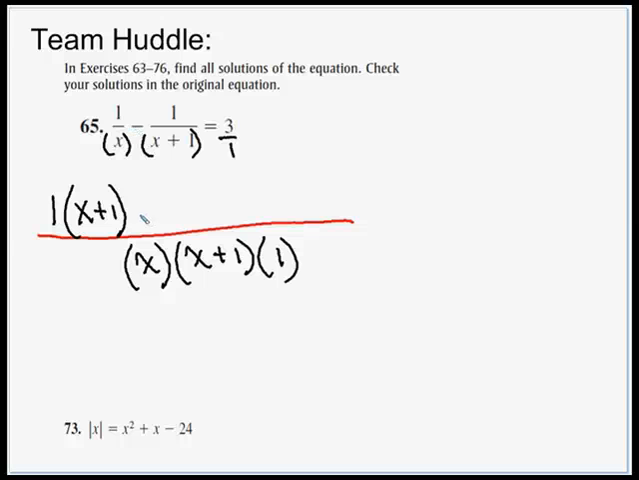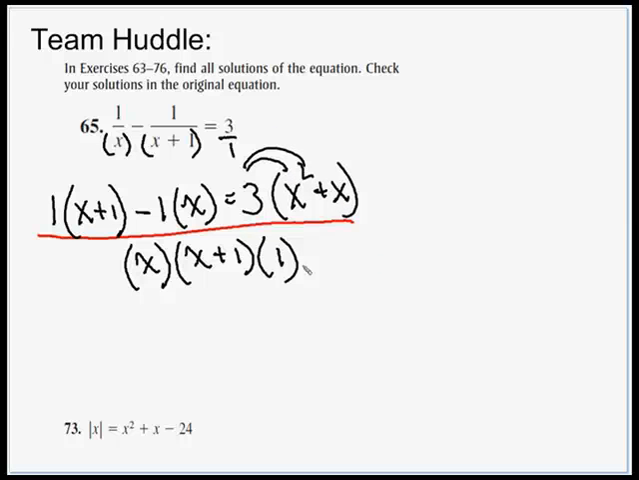And then we have our minus 1. What is missing under here is just the plain old x. And then our last term out on the other side of the equals is the 3. And we're missing both x and x plus 1. So let's multiply them together right now, and we'll get an x squared plus x. And don't forget, we have to distribute that 3. So it's all over the common denominator.